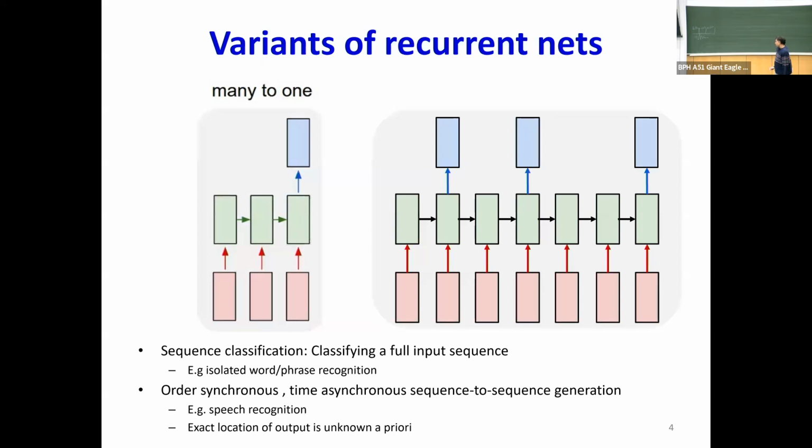So the portion of the input, the word hello, occurs before the word good. So the portion of the input that corresponds to hello will occur before the portion of the input that corresponds to the word good. So the input and output are order aligned, but they're not time synchronous. And this is the problem that we're actually going to be spending the next couple of classes over.